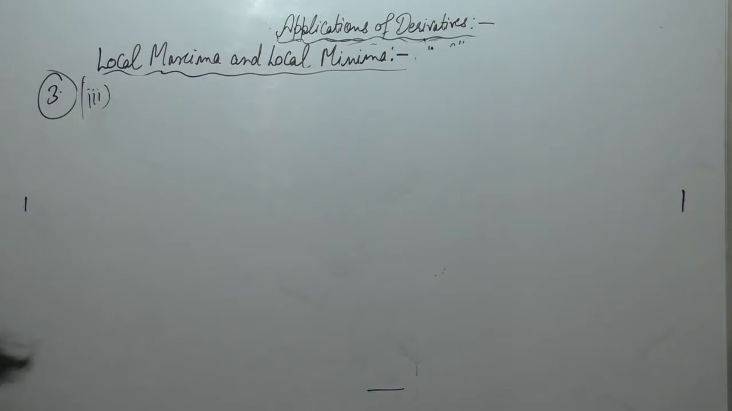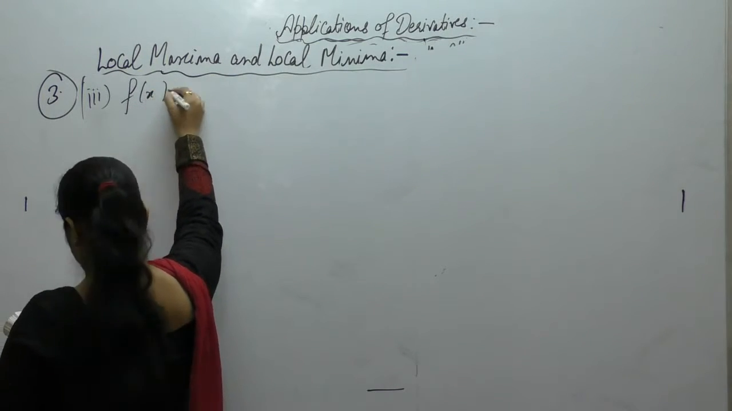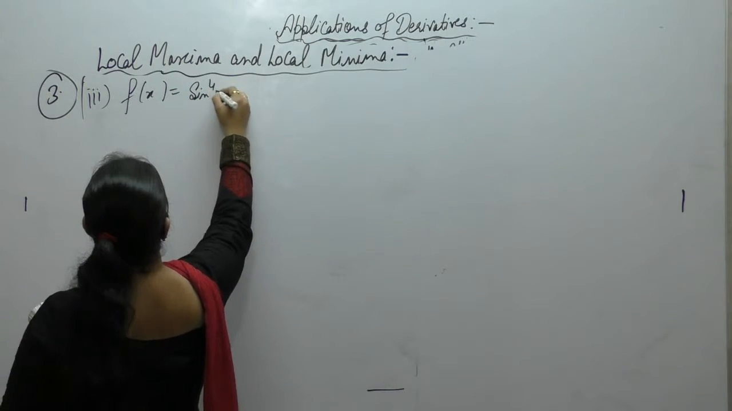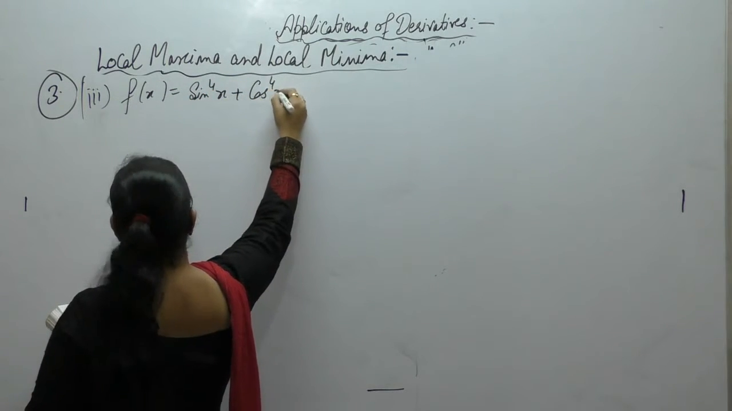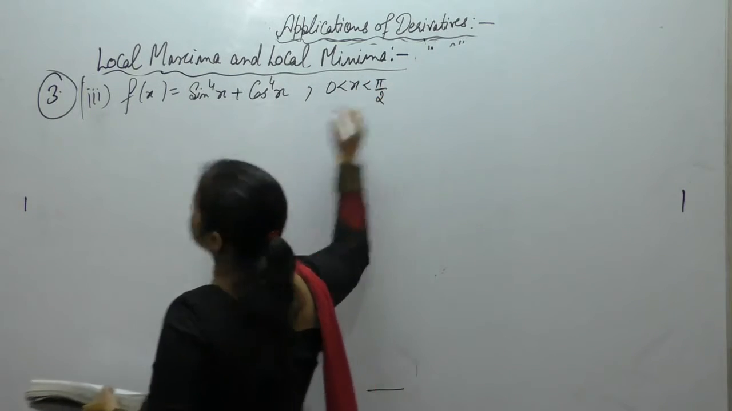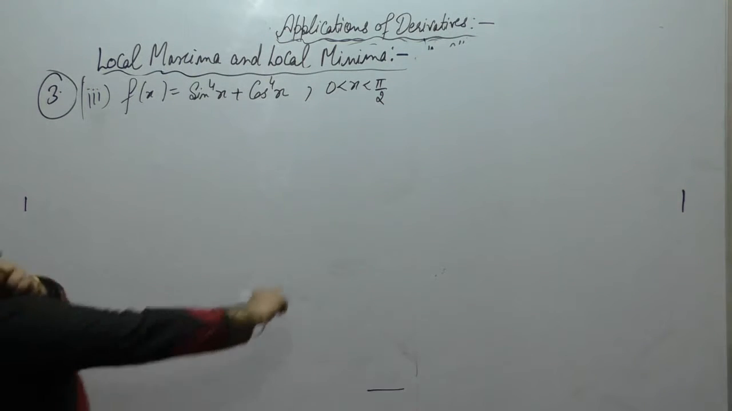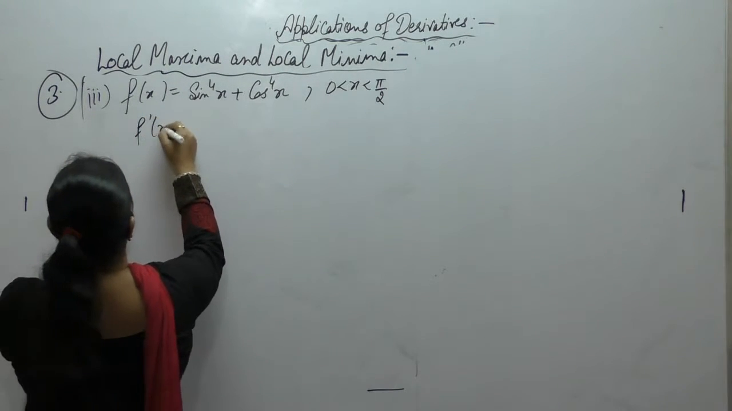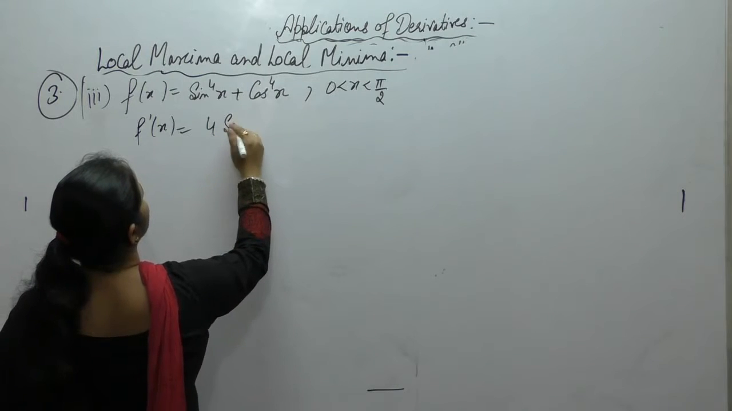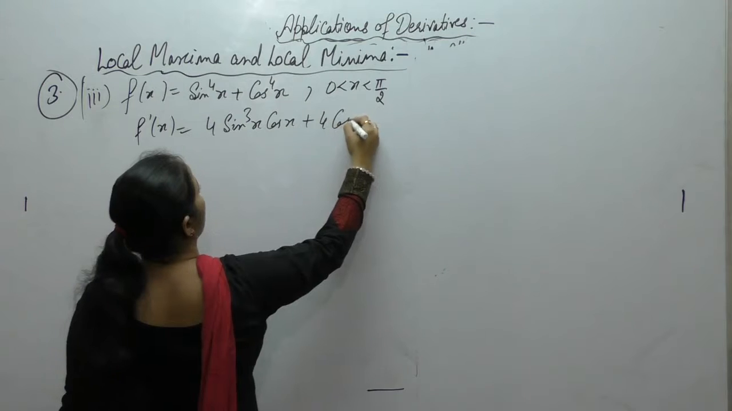Question. f(x) = sin⁴x + cos⁴x, where x lies between 0 and π/2. Find the derivative. Derivative of sin⁴x is 4 sin³x cos x.